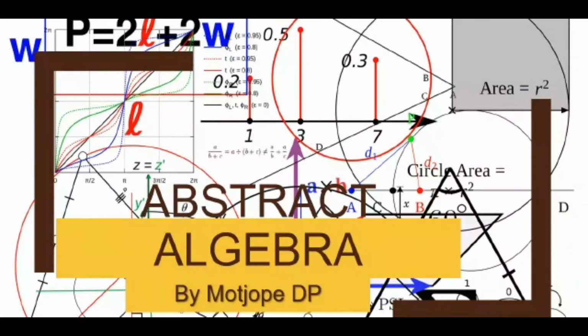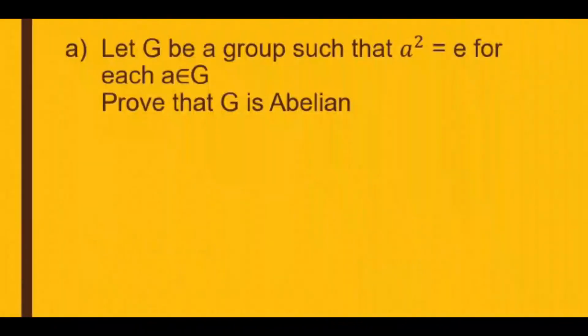In this video, I'm going to present a problem from the last assignment, which is based on section 3.4. The question says that I must prove that G is an abelian group, given that G is a group such that A squared is equal to E for each A that is an element of G. So basically, I'm going to prove that G is commutative, so I can simply conclude that G is an abelian group.